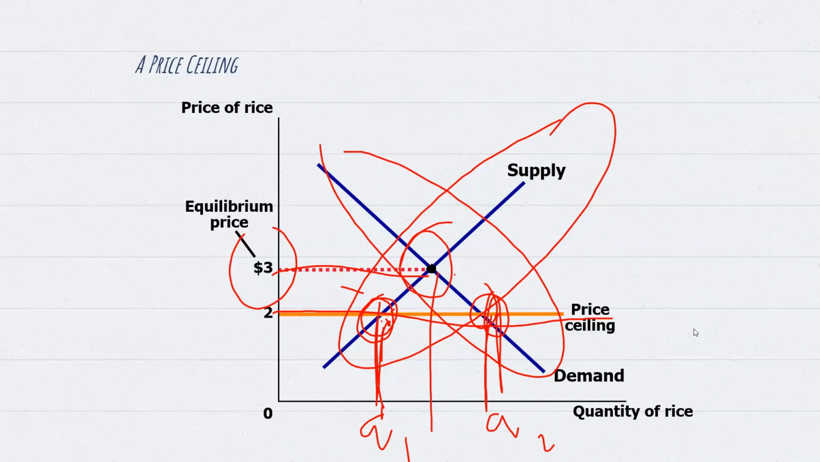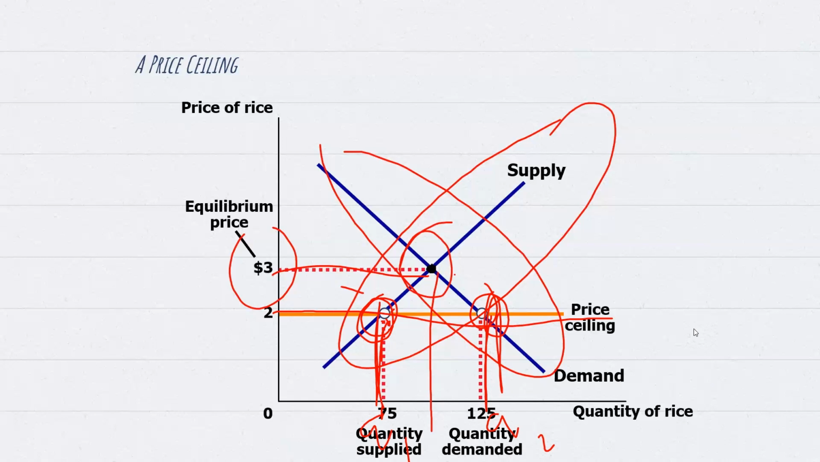So when the government is imposing a price ceiling as a control mechanism, what will happen? So the quantity demand is higher than the quantity supply. So definitely there will be a shortage in the market, right?